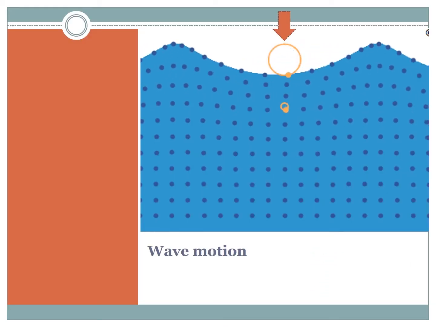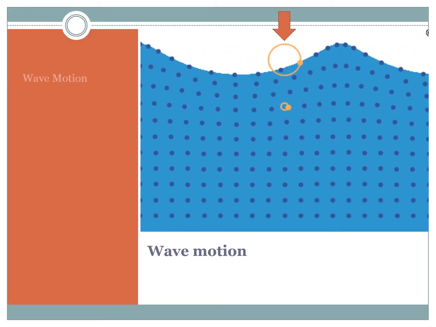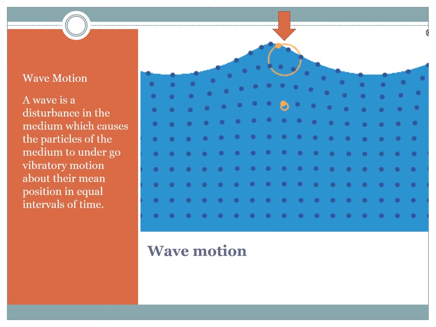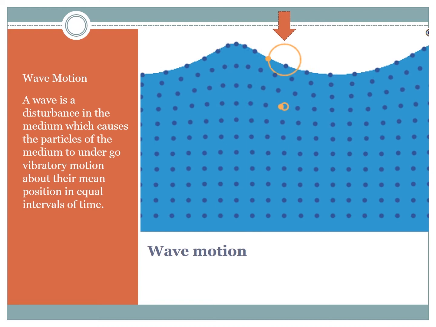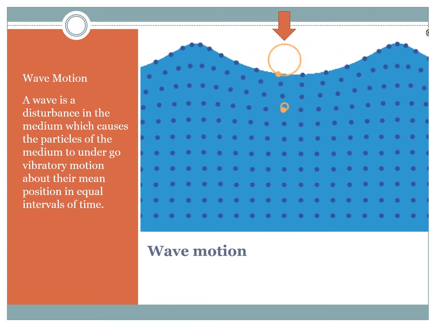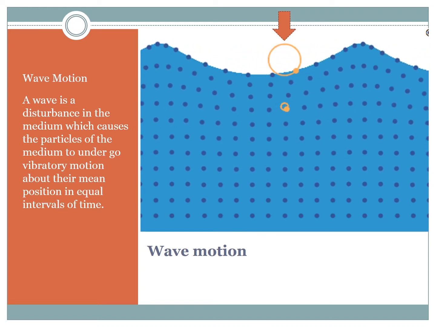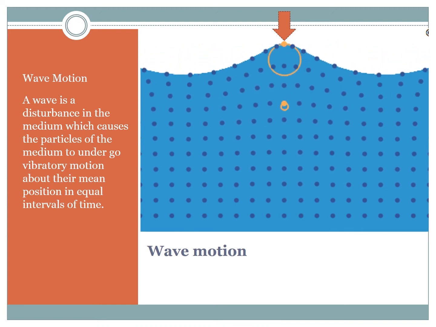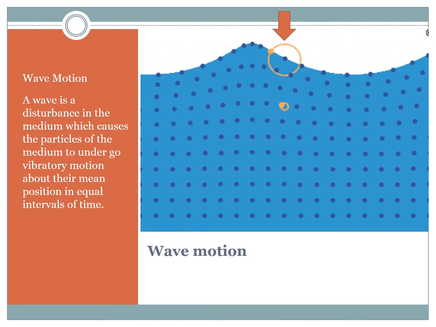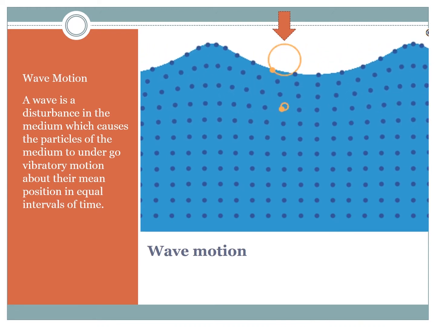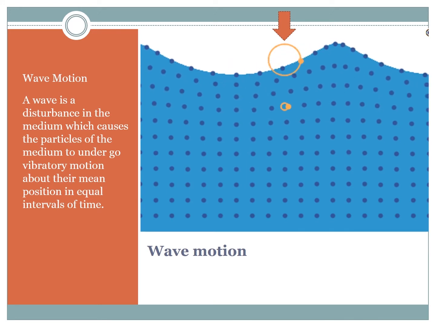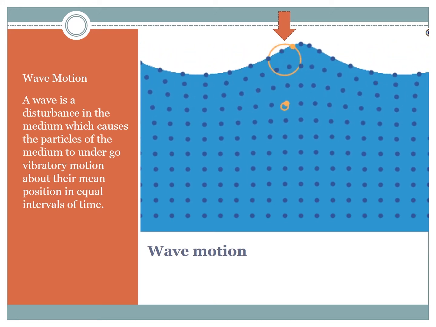Now come towards the lecture. In simple words, what actually are the waves? Waves are produced by disturbing a medium. As you can see in the animation, a particle moves up and down about its mean position in the orange circle. It will continue its motion about the mean position and transfer energy from one particle to another particle.